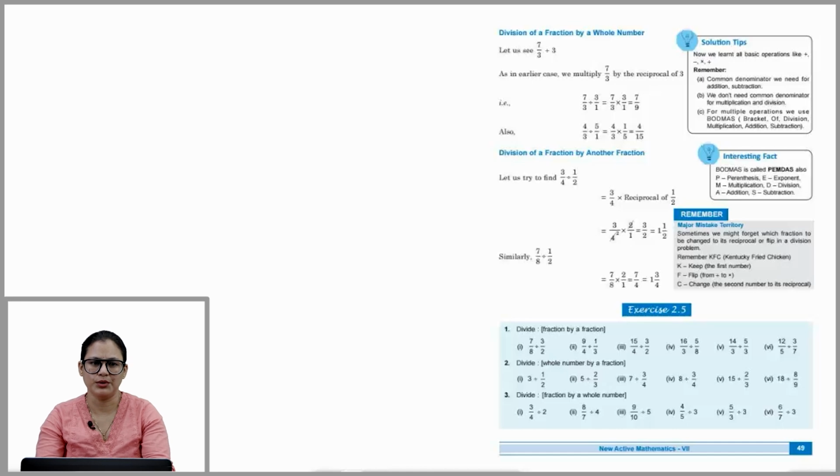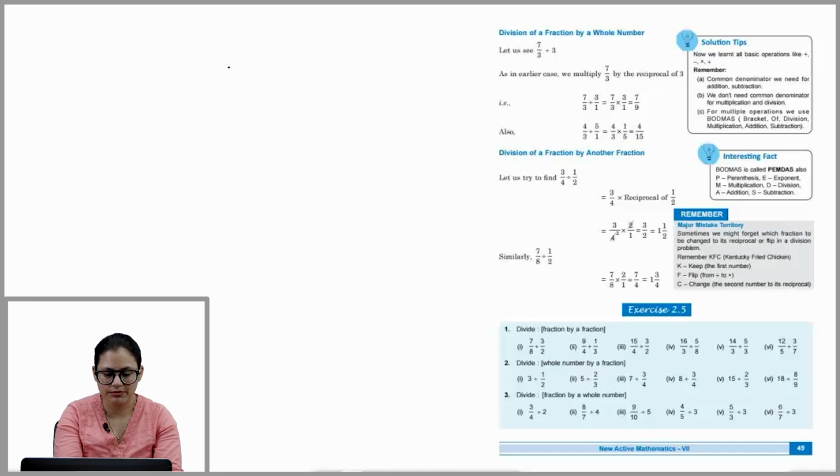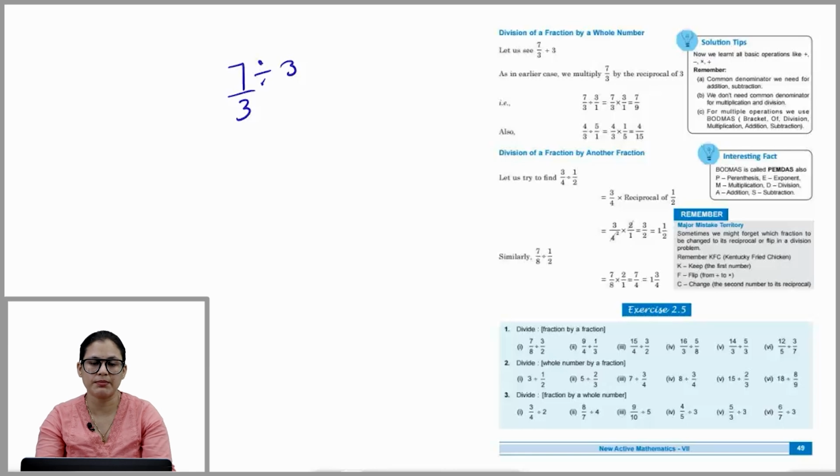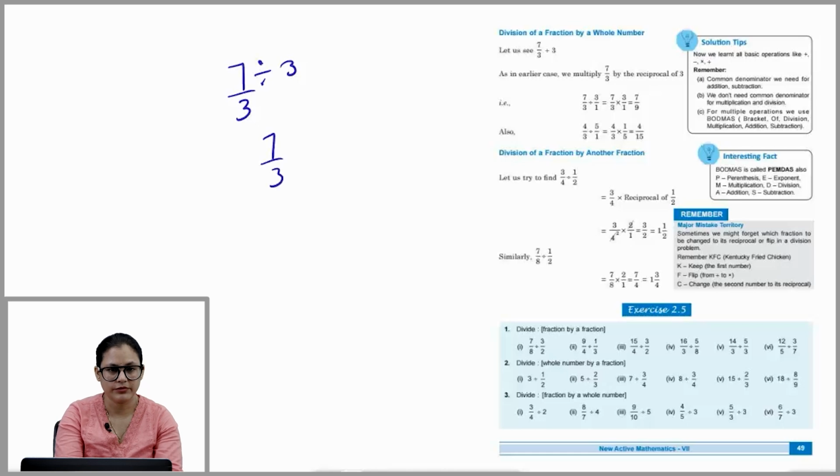Division of a fraction by a whole number. Let us see, 7 by 3 divided by 3. As in the earlier case, we multiply 7 by 3 by the reciprocal of 3. First we will find the reciprocal, 1 by 3. Now we will multiply 7 by 3 by 1 by 3. So you will get 7 by 9.